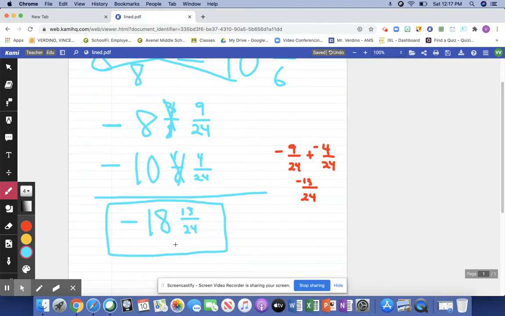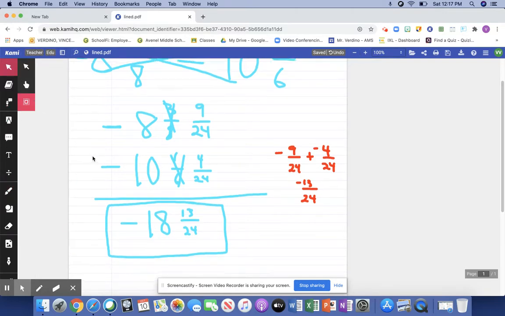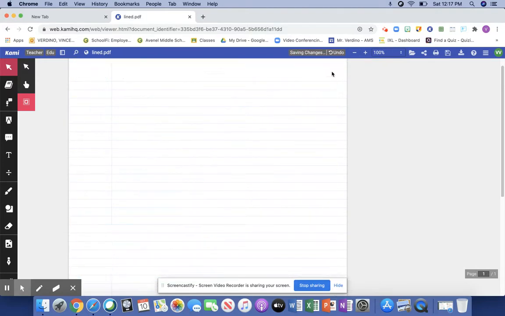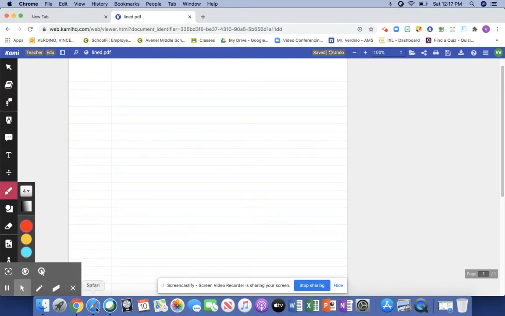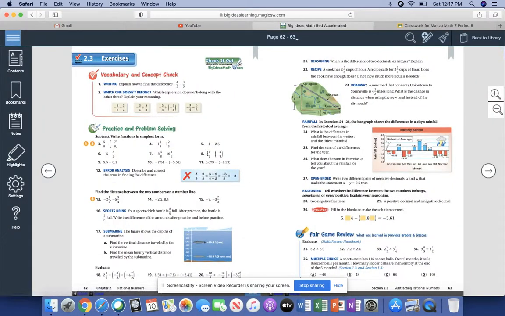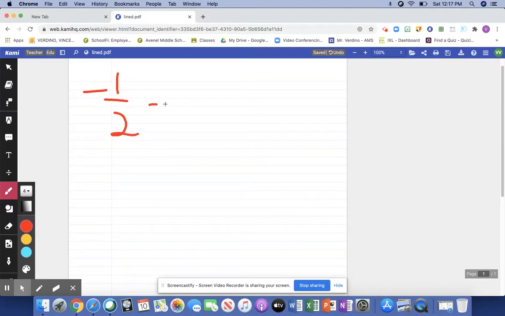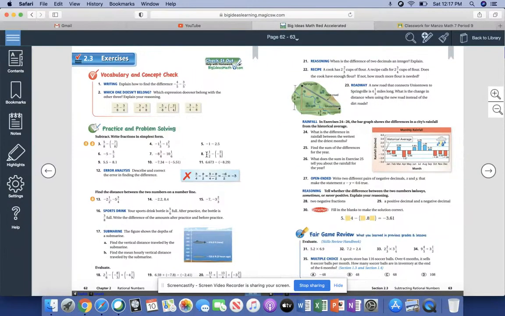Let's look at the second problem. Let me just erase this really quick. All right, let's change this to red. There we go. The second problem we said was number 8, negative 1/2. So let me write that down. Negative 1/2 minus negative 5/9.